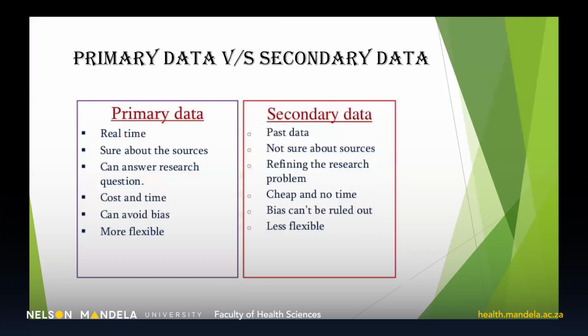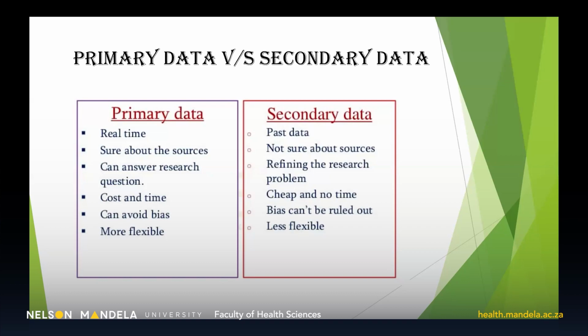Now, primary data vis-a-vis secondary data. Primary data you collect in real time. So you design your study, you go to Umtata, or you go to Kunu or to Kumbu. You collect data there yourself in a small community about whatever subject you are interested in. So you're out there in the field yourself collecting data. You're sure about the source, where you can answer the research question. Think about cost and time in terms of primary data. You can avoid bias because you are there yourself collecting data, and it is more flexible sometimes.